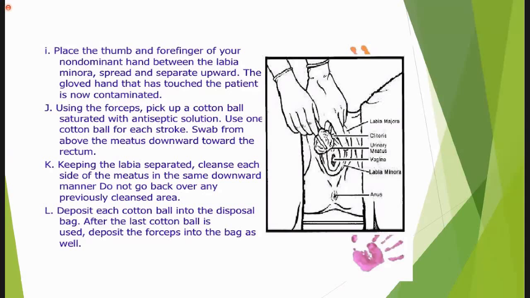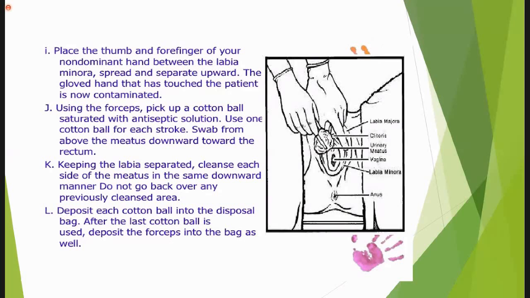Expose the surface area with your non-dominant hand, and the gloved hand that has touched the patient is now contaminated. The non-dominant hand is now contaminated. Using the forceps, pick up the cotton ball saturated with antiseptic solution. Use one cotton ball for each stroke. Swipe from above the meatus downward toward the rectum.